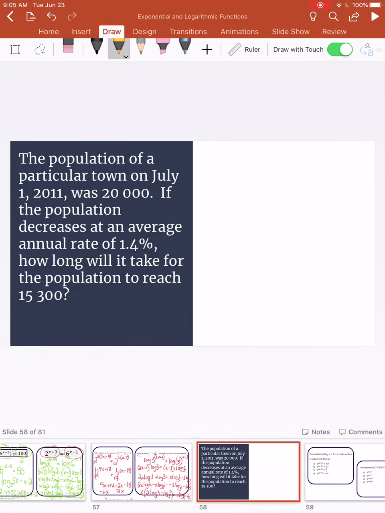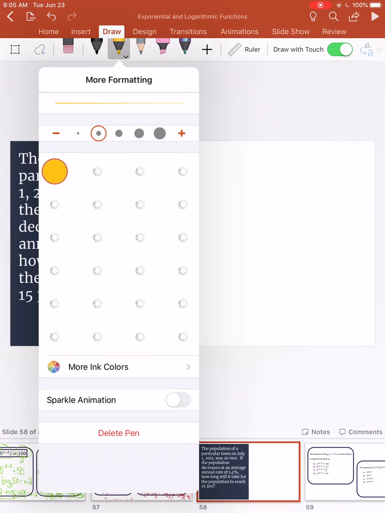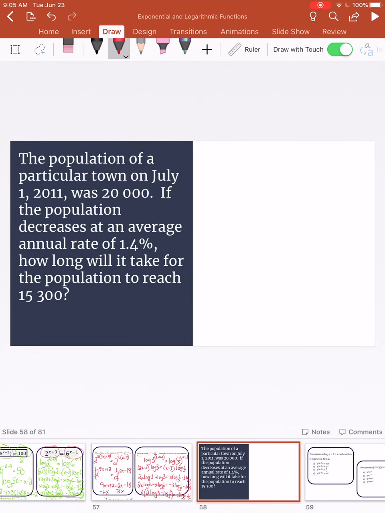All right, so now we're moving into a bit of a problem-solving type question. So the population of a particular town on July 1st, 2011 was 20,000. If the population decreases, so I'm going to underline decreases, at an average annual rate of 1.4%, how long will it take for the population to reach 15,300? Okay, so that's my equation there. So I know that the population is decreasing to 15,300, so my y value would be 15,300.